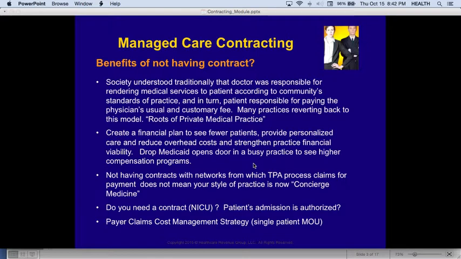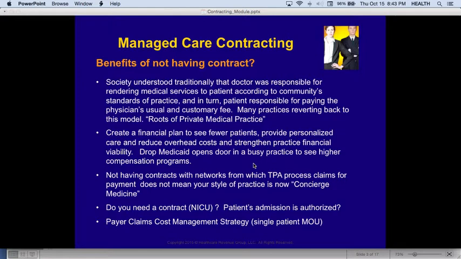Do I need to have a contract to be in NICU? Patient got admitted to the hospital. The authorization for that patient to be admitted to the hospital has been approved. I don't know if I need to have a contract because they're already there. They have no choice but to see me. That's where they're going to land.